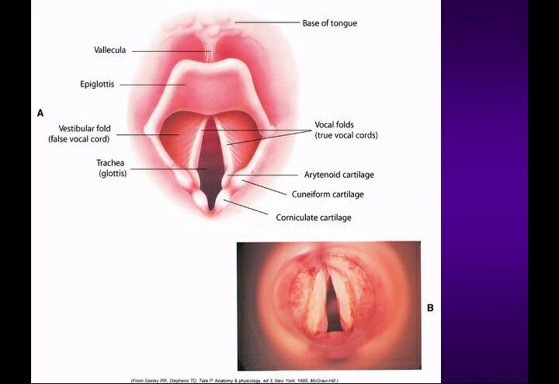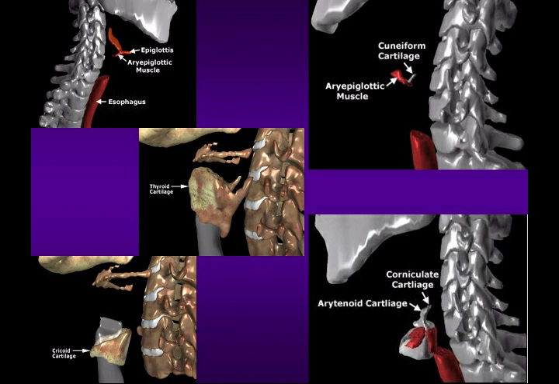And here's a drawing, this is an actual visualization of that same process. Notice that they're shaped in the shape of a V, okay, in normal conditions. Arytenoid, cuneiform, corniculate. Just another drawing of that. You can see the epiglottis sitting there, and the thyroid below it, and the cricoid below that.